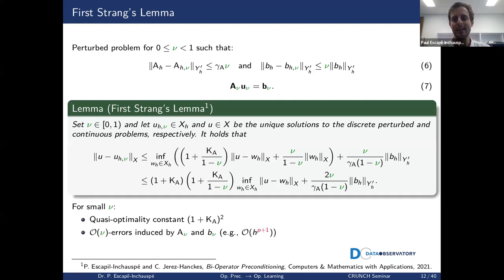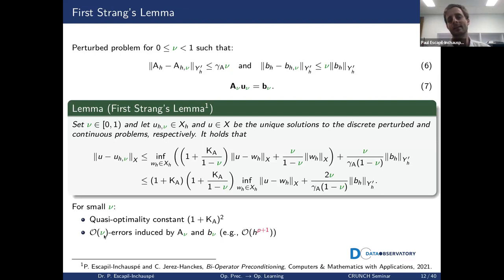To get into details, and maybe more important, to go for small nu, if you get to small nu, you have a quasi-optimality constant. Here is the best approximation error. So it will be like a Céa's lemma or a classical lemma. It's like the normal case, let's say. And here we have what the perturbation is doing to our system. And you see that you have a new term that will be the main term in this error.